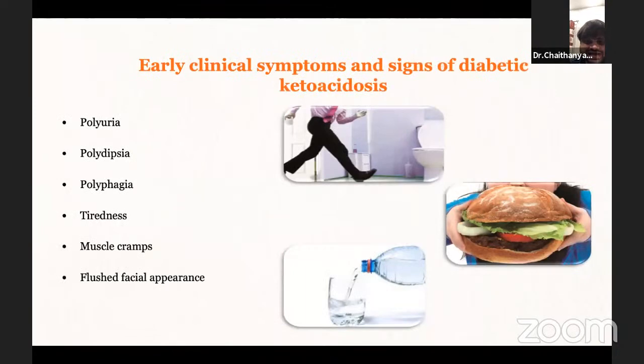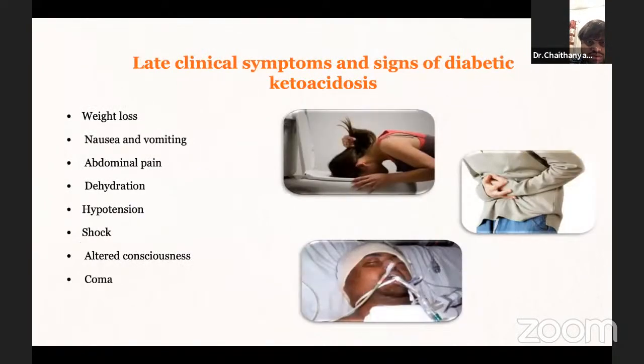So these are the various signs and symptoms of diabetic ketoacidosis. They can have polyuria, polyphagia, and polydipsia. They can have tiredness, muscle cramps, and all those things. Next slide. These are the late clinical signs and symptoms of diabetic ketoacidosis. They can even have vomiting, nausea, abdominal pain, dehydration, all those things. Next slide.